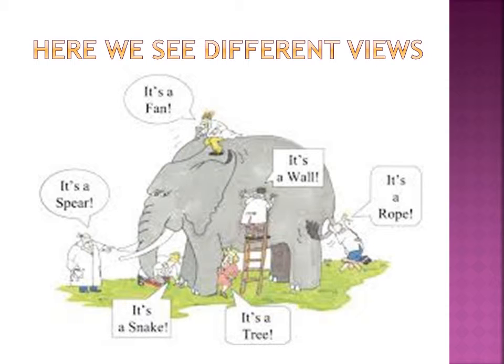The person on the left says it is a spear because this person is looking at the elephant's long and sharp teeth. The person next to him is looking at the elephant's trunk, thinking it's a snake. The person looking at the feet thinks it's some sort of tree. The person on the ladder thinks it's a huge wall. The person near the tail thinks it's a rope. And the person by the ears thinks it's a fan.